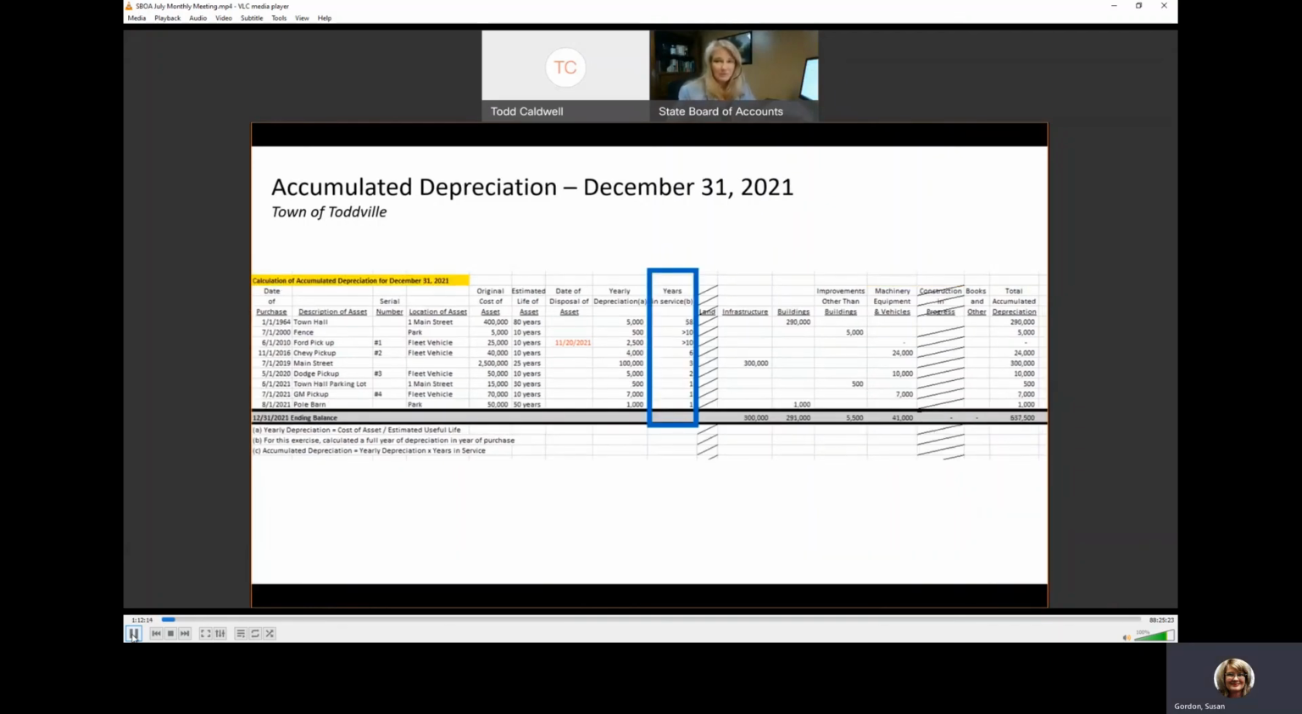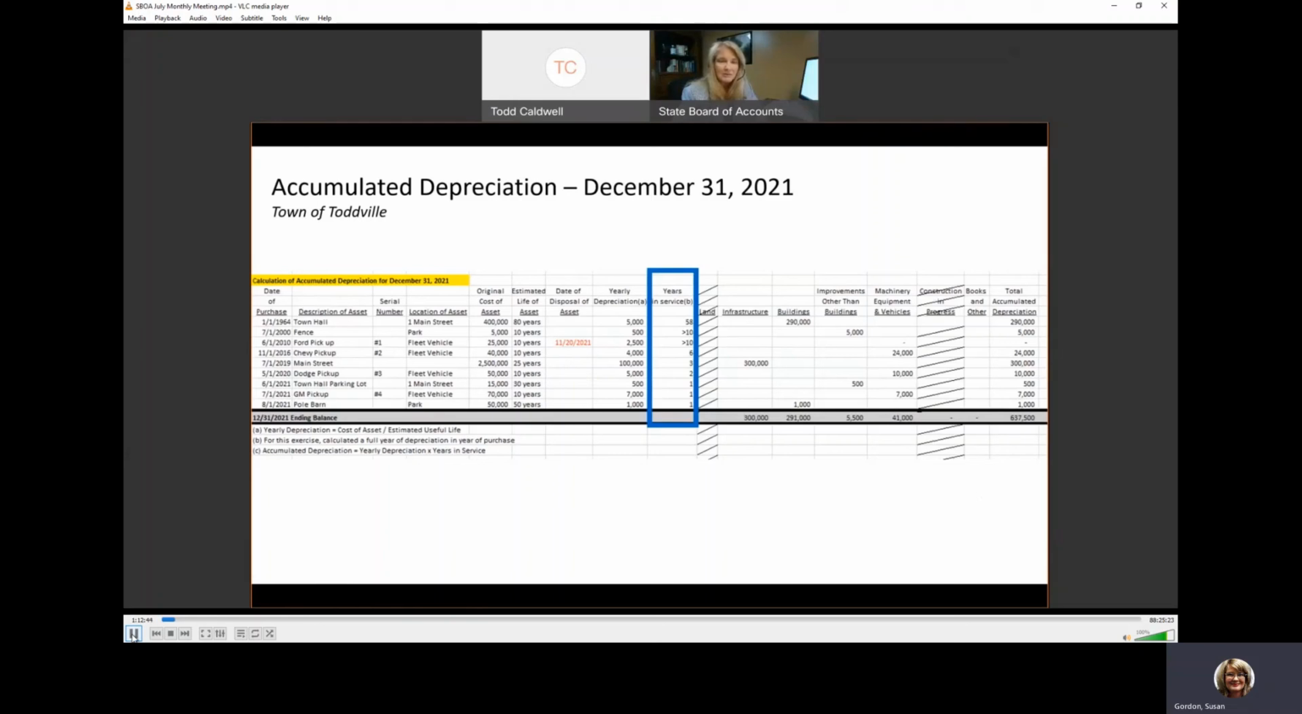Because what do I do in 2021 now? Because that's the year we're in. You can do this a couple of ways. If you want to know what your total accumulated depreciation is at the end of December 31st, 2021, what I did with this chart is I kept the same one as before, except I changed the years of service. So now my town hall is not 57 years old, it's 58 years old. And I did the same calculation.